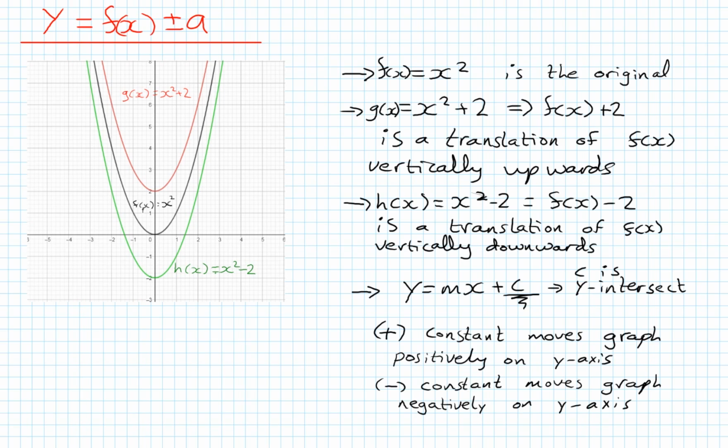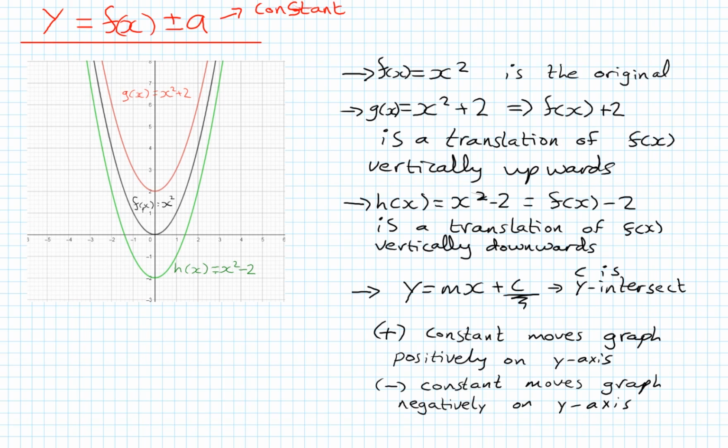Okay, so the first thing we're going to look at is any function f of x where we add a constant or else take away. So we're going to say add or take away a constant. What we can see from the graph is that we have three different functions. We start off with f of x, which is x squared. Then we have g of x, which is x squared plus 2. And then we have h of x, which is x squared minus 2.